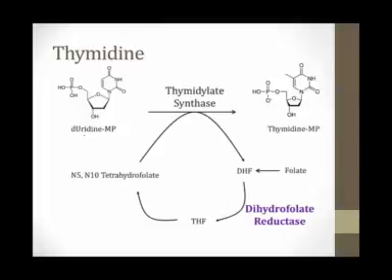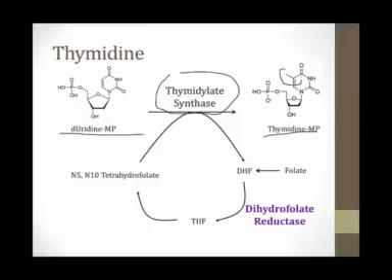This is a slide from our biochemistry videos showing how thymidine is synthesized. So cells first synthesize deoxyuridine monophosphate, and then there's an enzyme called thymidylate synthase which converts deoxyuridine monophosphate to thymidine monophosphate. What it does is add a carbon to this position. That is the only difference between the nucleotide thymidine and uridine.